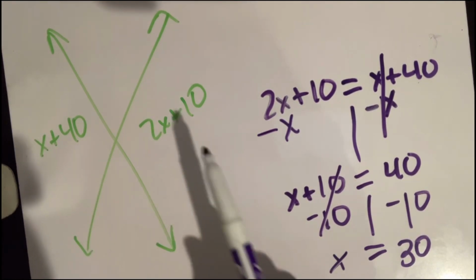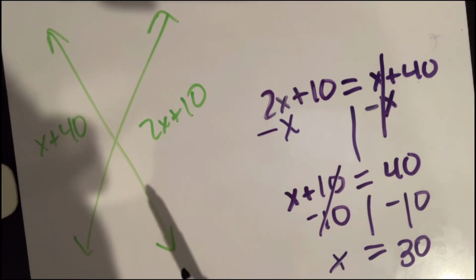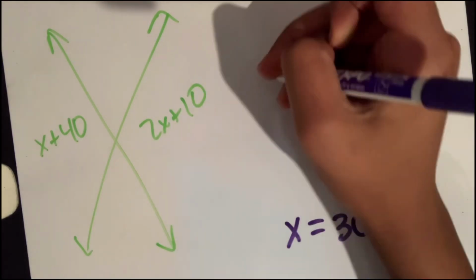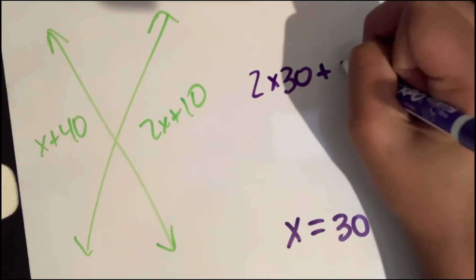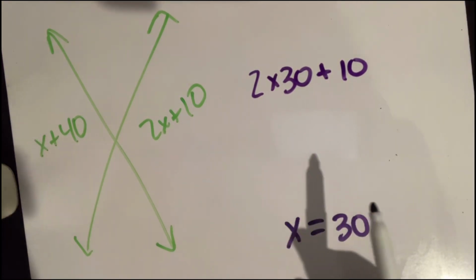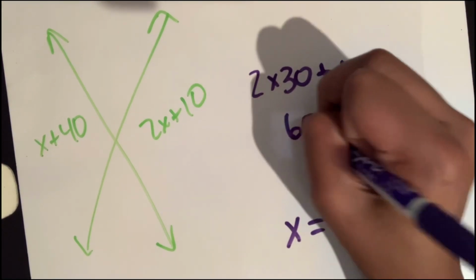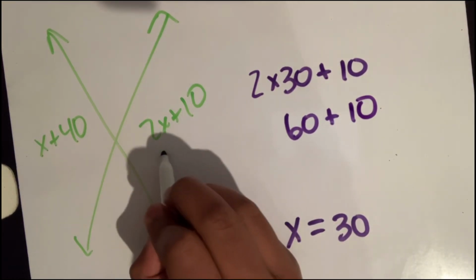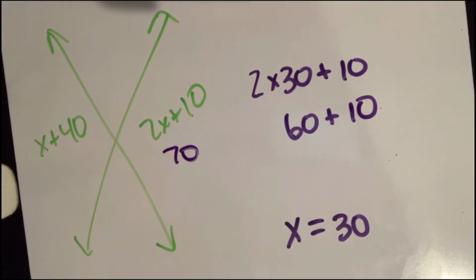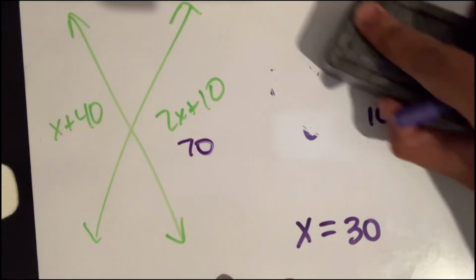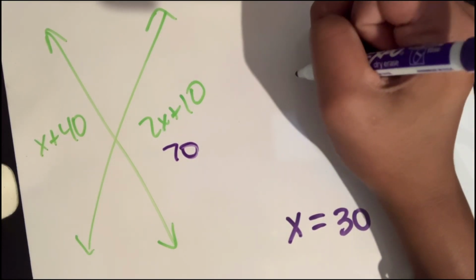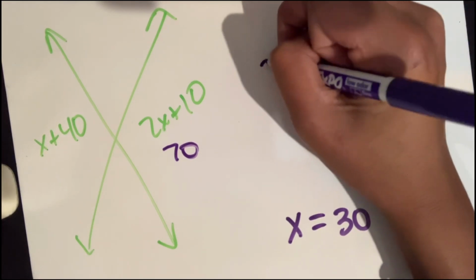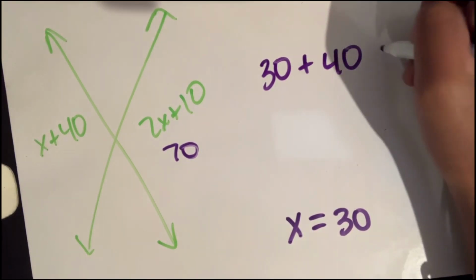I have to plug it in here so that we can know what it actually is. We can start with 2x plus 10 and insert 30 as x. 2 times 30 plus 10. We're going to start with 2 times 30, which equals 60 plus 10, which is 70. And we already know that our other side is going to be congruent, so it's also going to be 70. But we're also going to do it just to check our work. We're going to insert 30 in for x in x plus 40. 30 plus 40 equals 70.